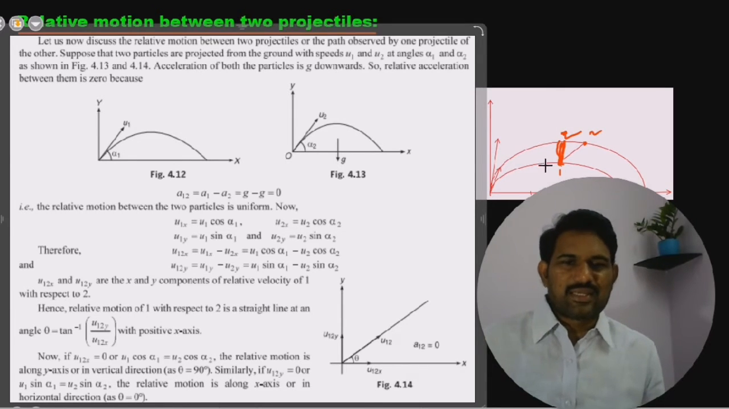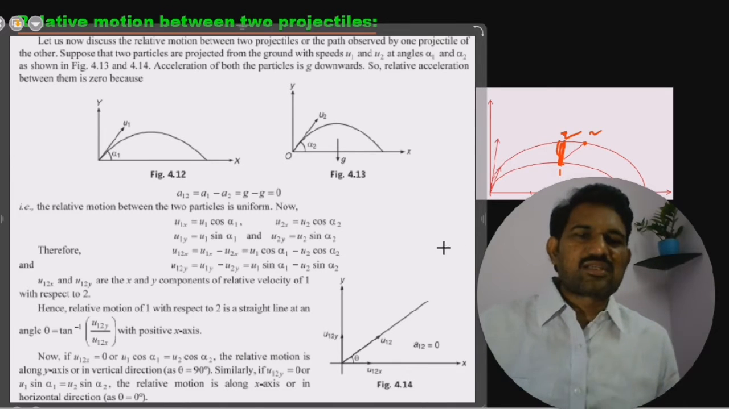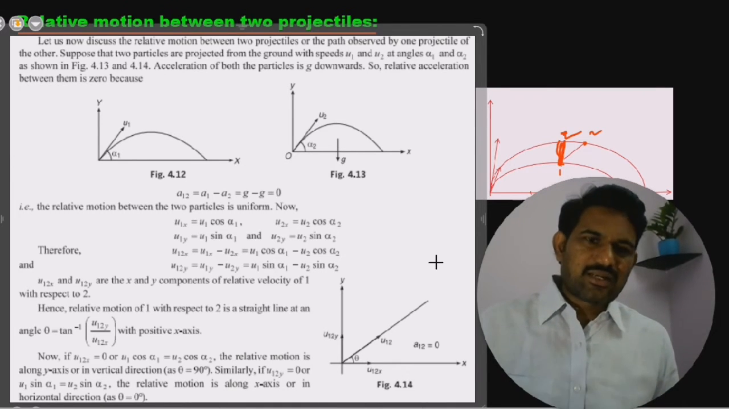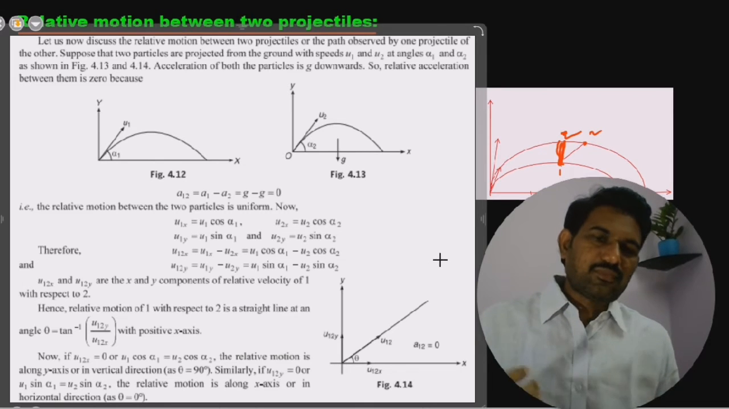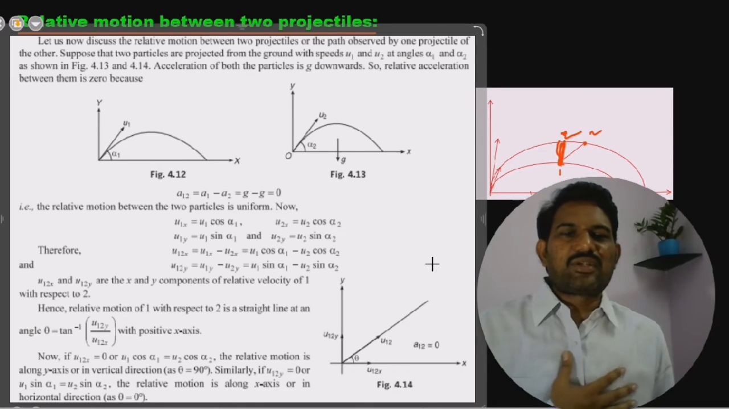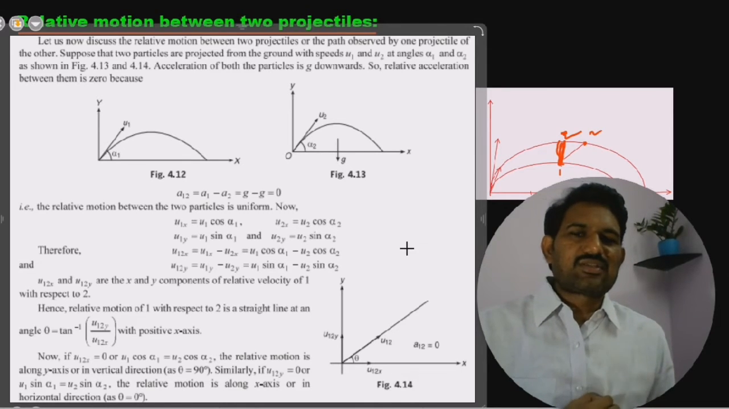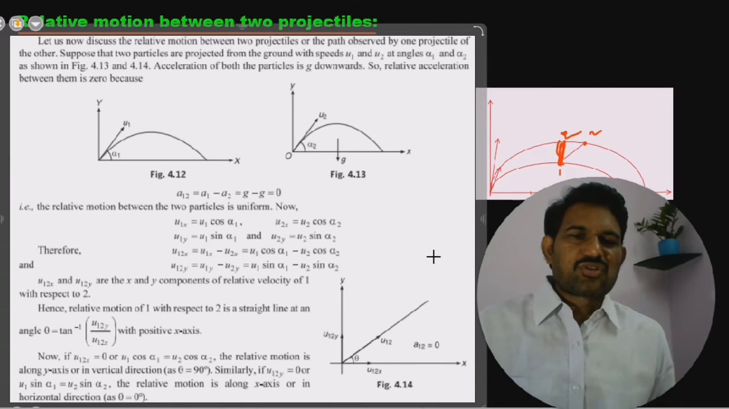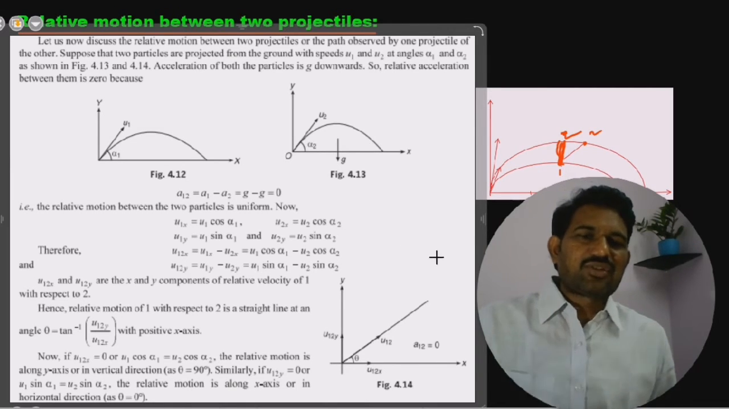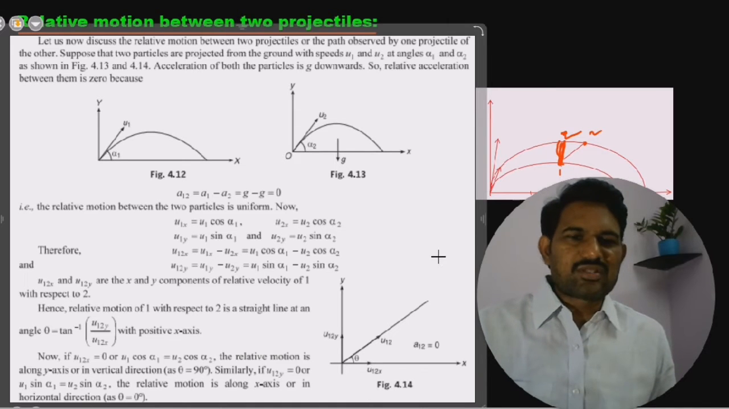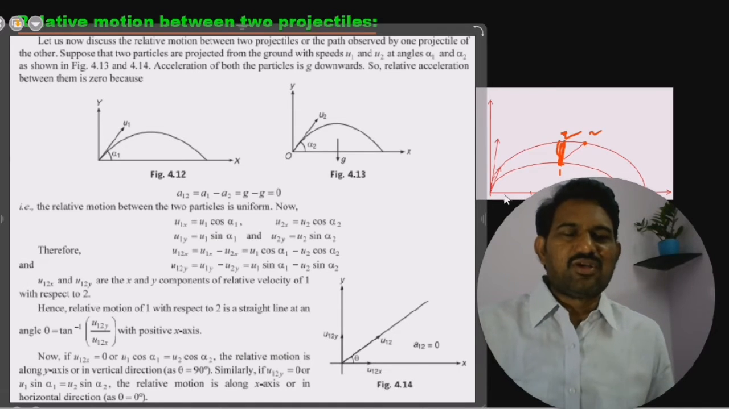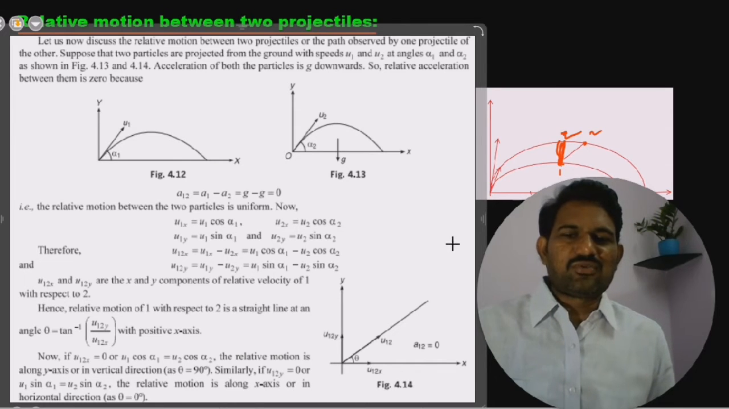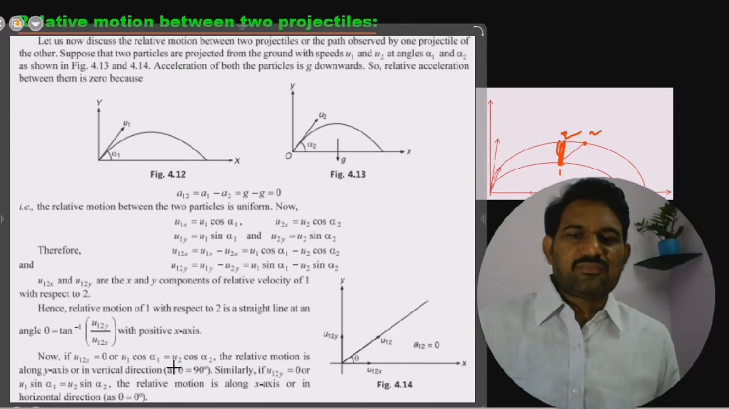If both horizontal components are different, then it appears to be moving along a straight line having some slope. But if the horizontal components are the same, that means the horizontal displacement is the same for both particles. So if you are observing one particle with respect to the other, it doesn't have any horizontal displacement, so it always appears to be moving along this vertical line only. That is another point you need to remember here.